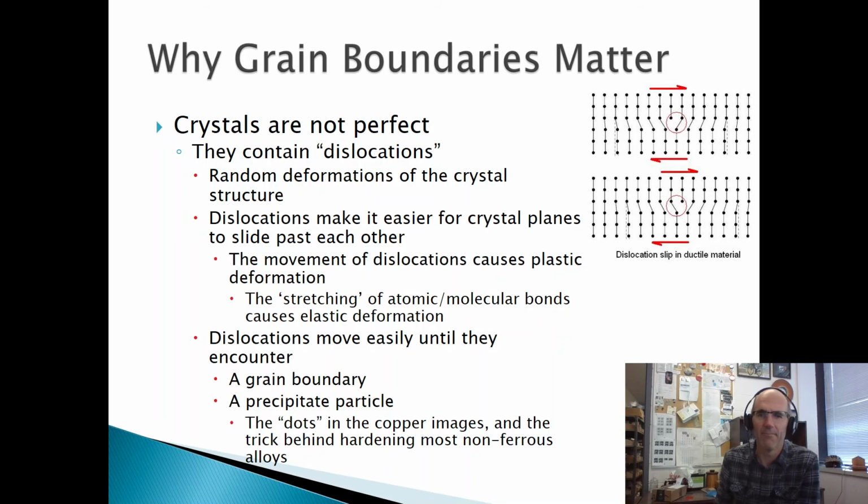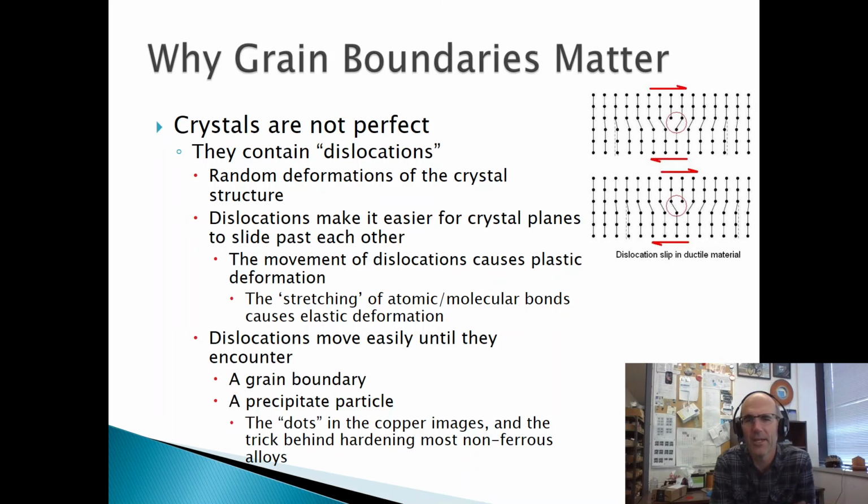But on their own, the crystals that we're looking at in our metals are not perfect. They contain these things called dislocations. In other words, just random deformations that exist in there just as a result of thermodynamics, because we didn't do everything perfectly when we were growing that crystal. We just heated it up to some random temperature where it was glowing. We didn't achieve the optimal conditions for crystal growth.